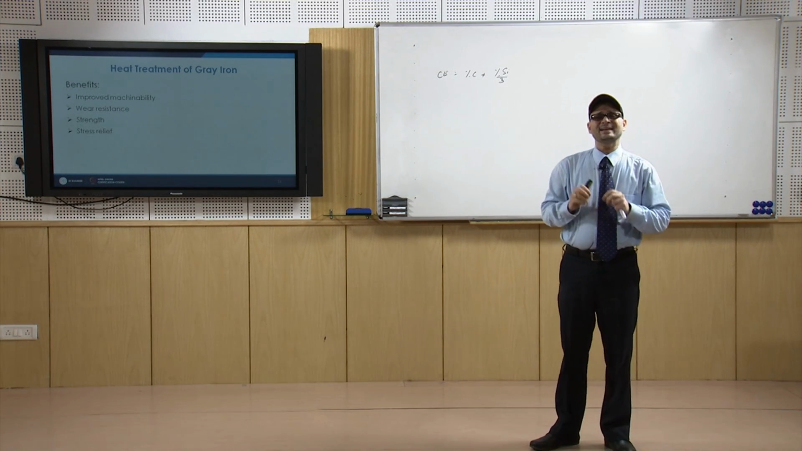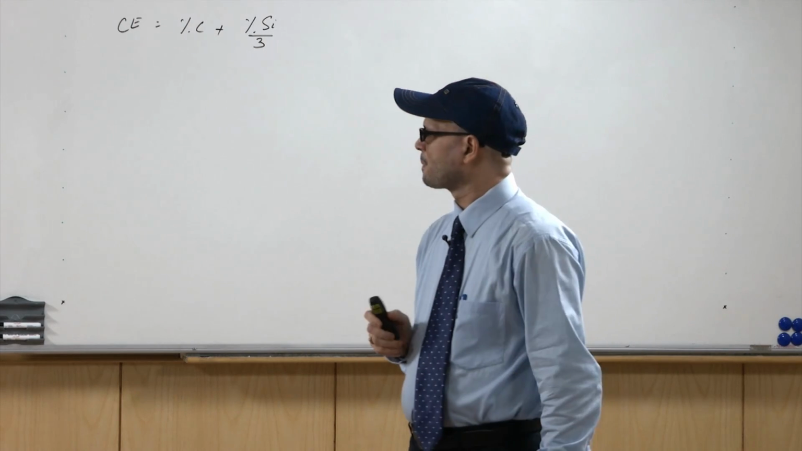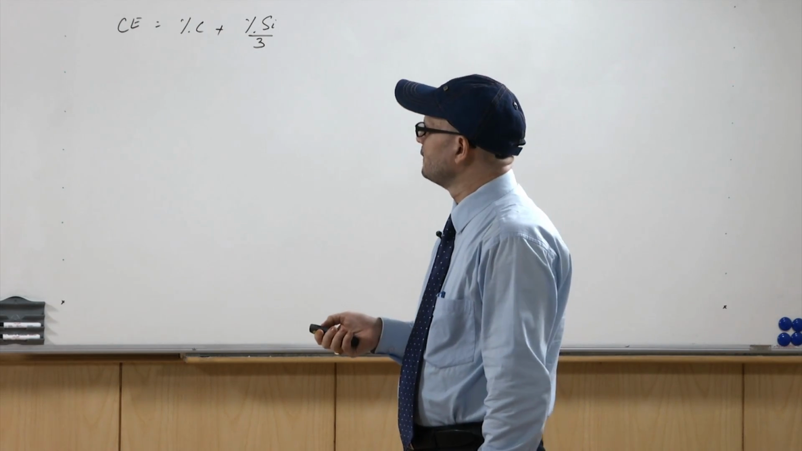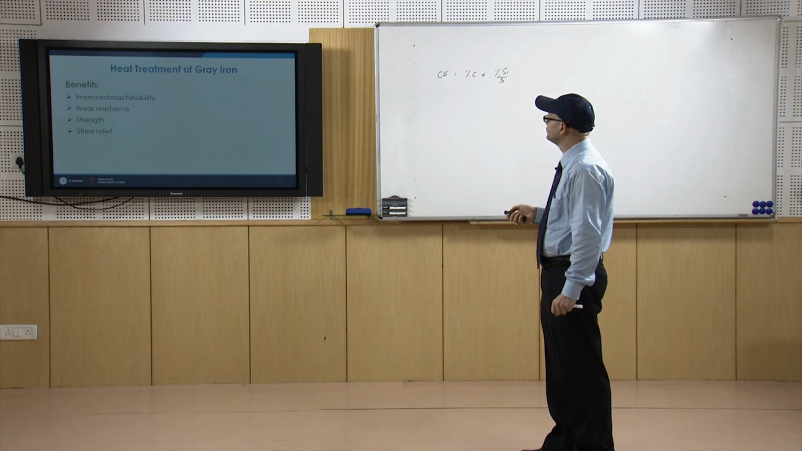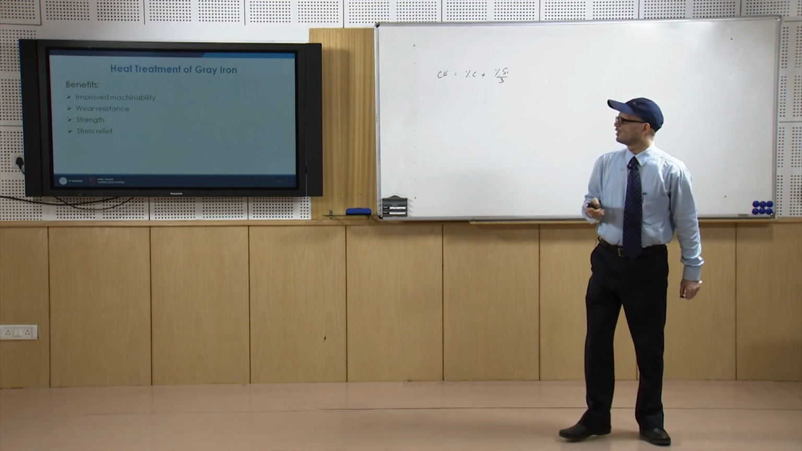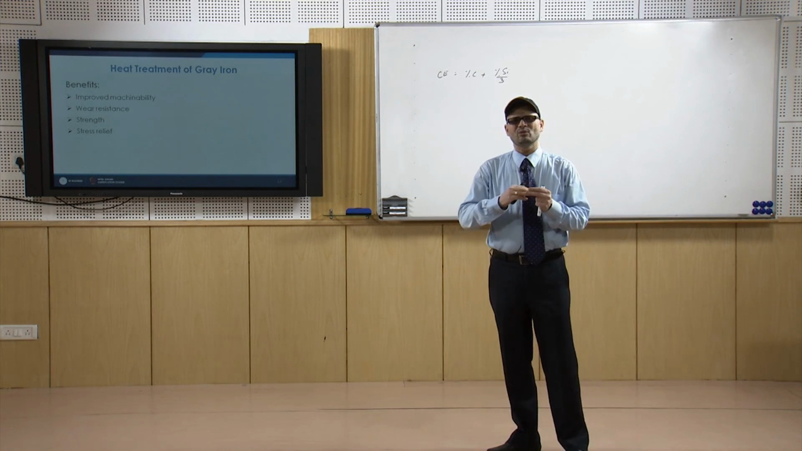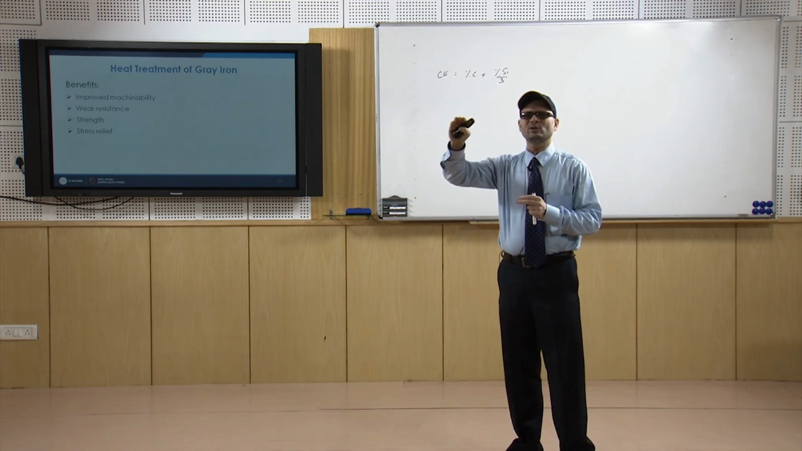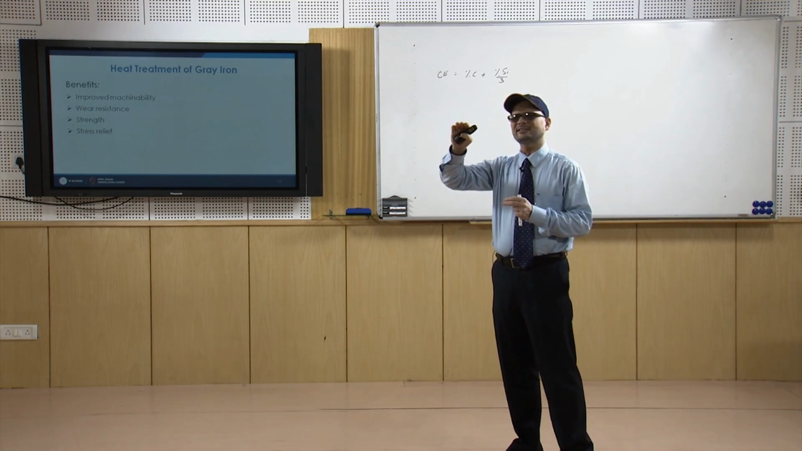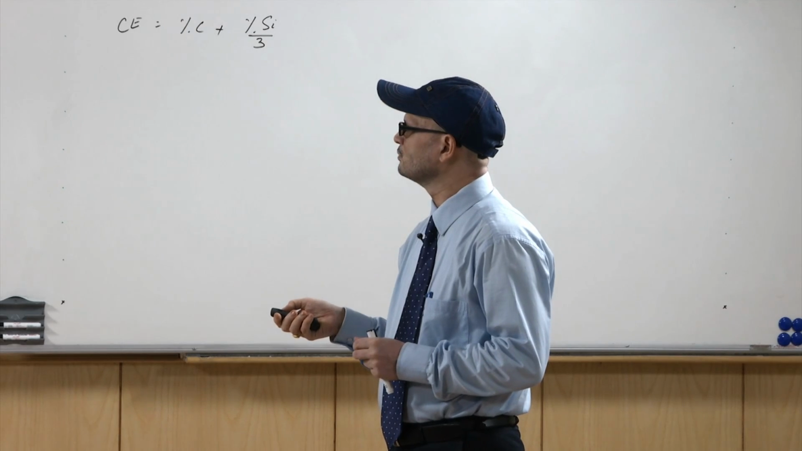We also do heat treatment of grey iron to get improved properties. The properties which can be improved by the heat treatment process are improved machinability, wear resistance, strength and stress relief. As we know, for improved machinability you go for annealing treatment, where you heat, hold in the furnace and then cool slowly. In that case your machinability is improved, it becomes soft.